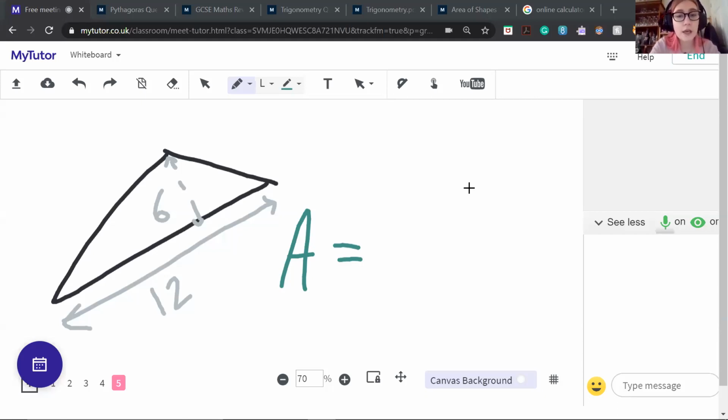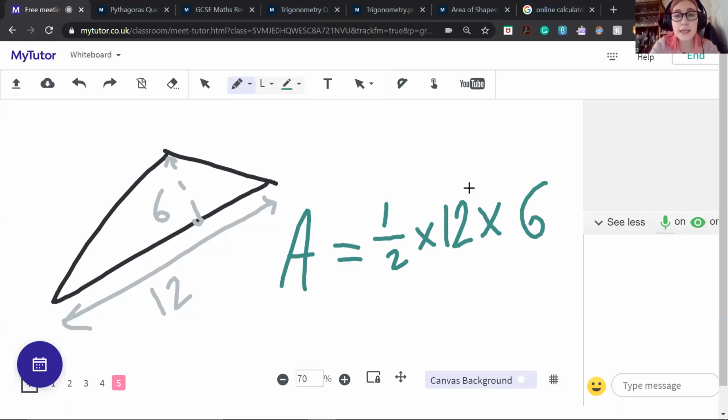So the area here is half times the base length times the perpendicular height. Luckily here, I didn't throw you off by giving you a side length, but it's always this height from the bottom to the top point. It's called the perpendicular height because it will come up from the bottom at a right angle. So perpendicular, that's why it's called that.